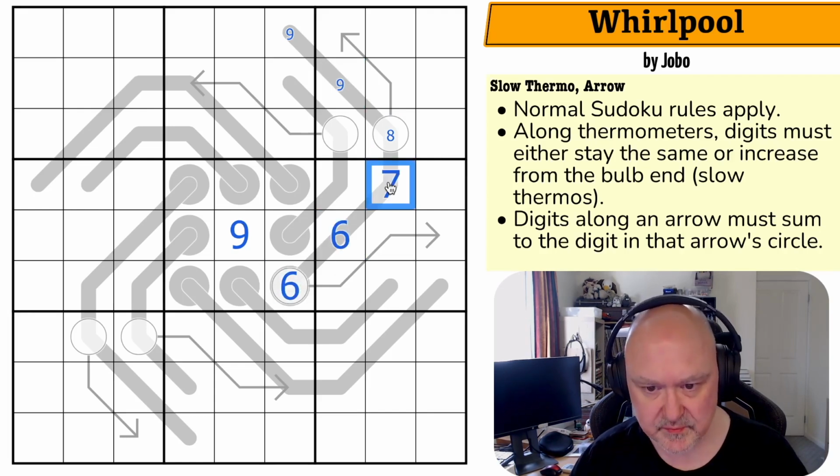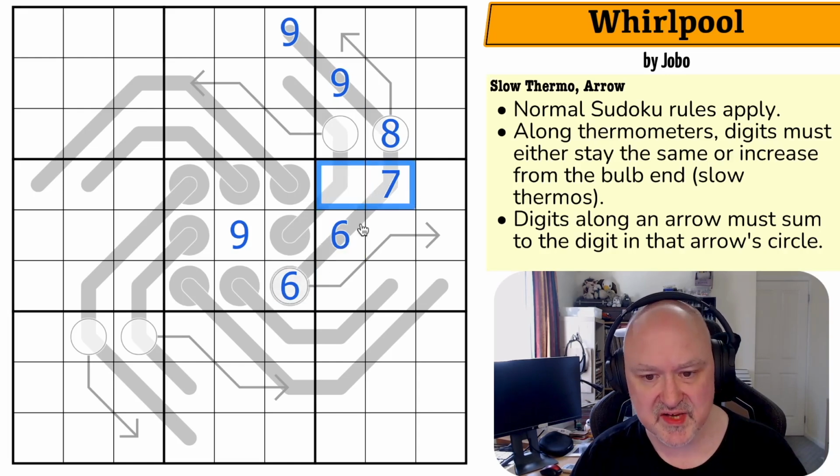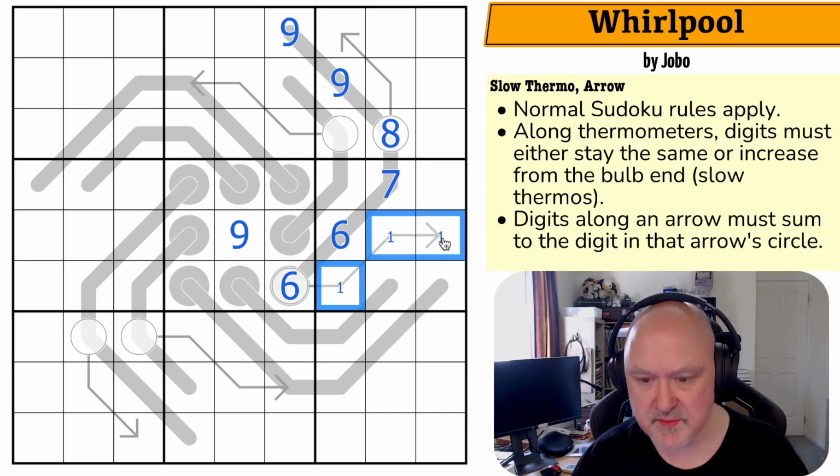This is 7 because it has to be higher than that. This has to be 8 because it has to be higher. It can't be the same. This can't be the same. It has to be higher because we can't repeat digits in boxes. So this one could be the same. This one can't be because I can't repeat digits in the box. This one can't be, I can't repeat digits in the column. This one can't be the same because I can't repeat digits in the box. So these are forced to be 1, 2, and 3.